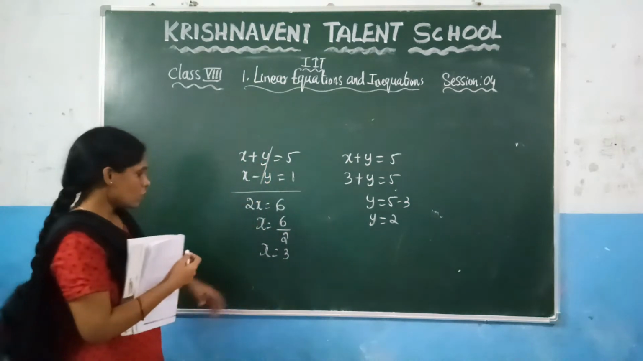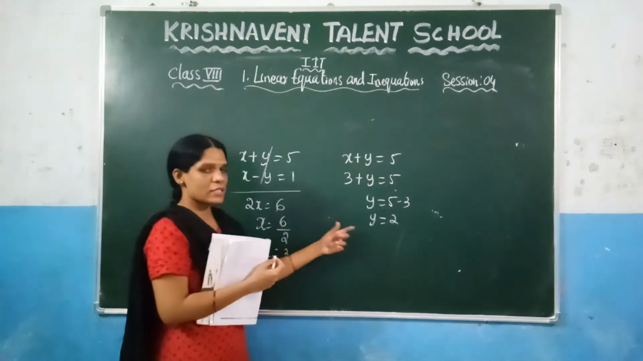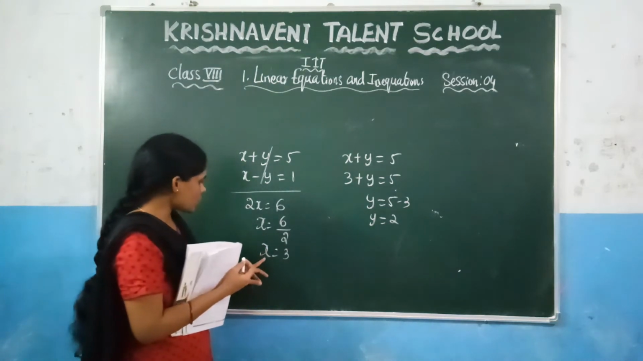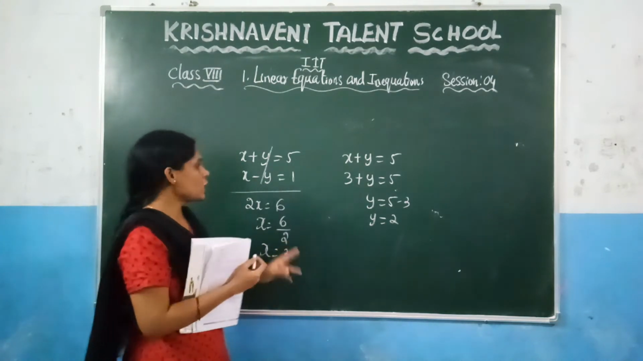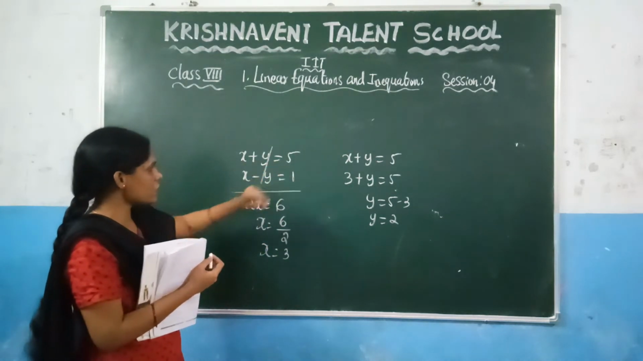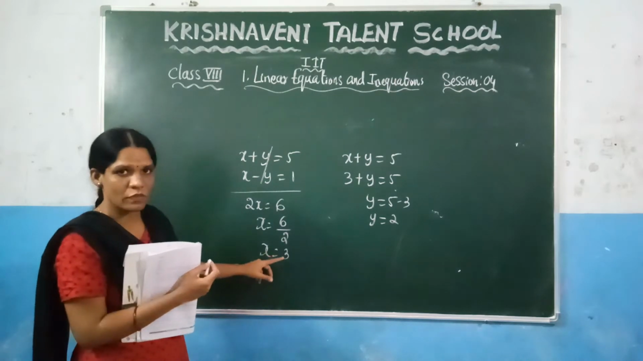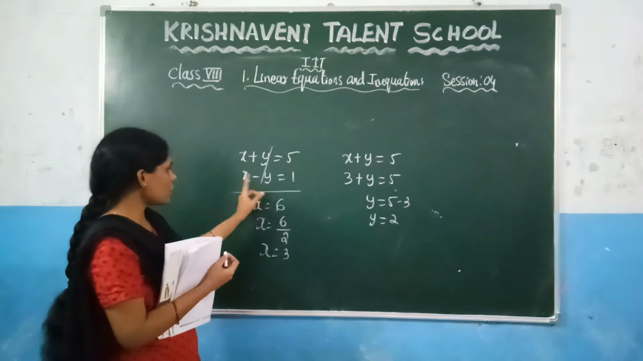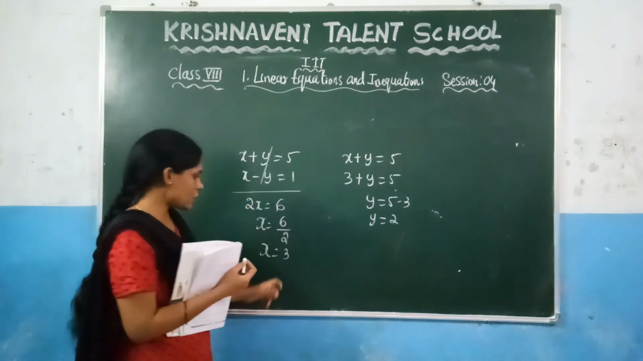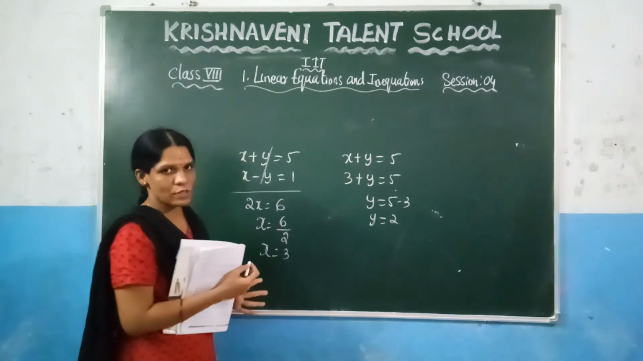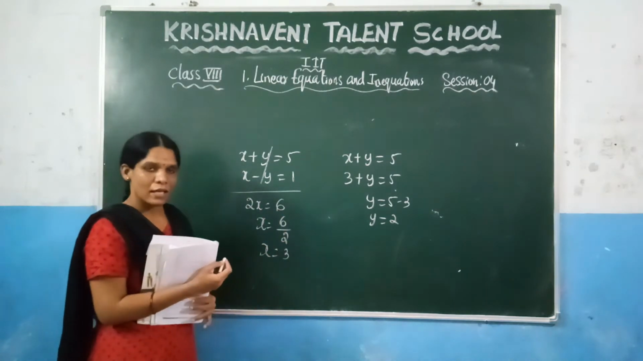So you will get the unique values of x and y here. What is meant by unique values? While substituting the values of x and y, they should satisfy both conditions. If you take x plus y is equal to 5, x is 3, so 3 plus 2 gives you 5. Similarly, 3 minus 2 gives you 1. So these are the unique values of x and y satisfying both equations. This we already discussed in the earlier class.